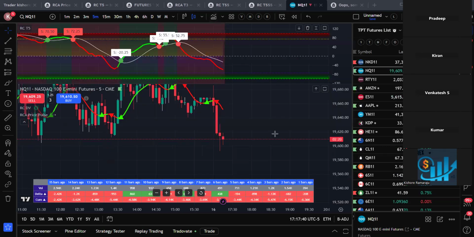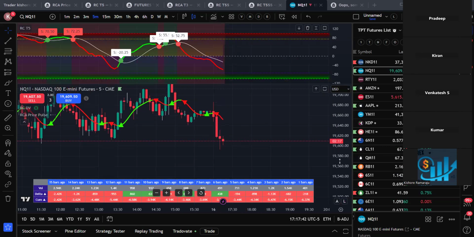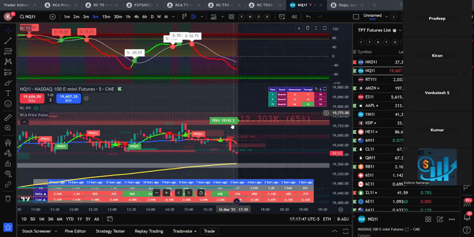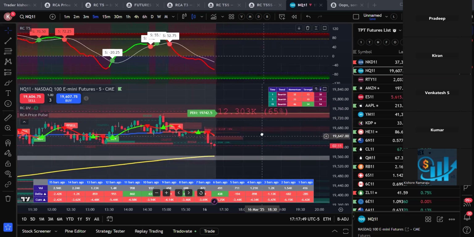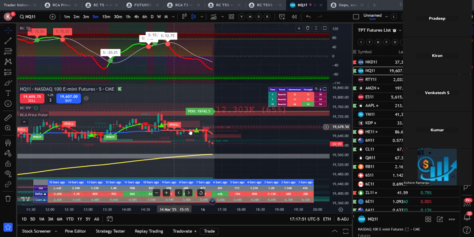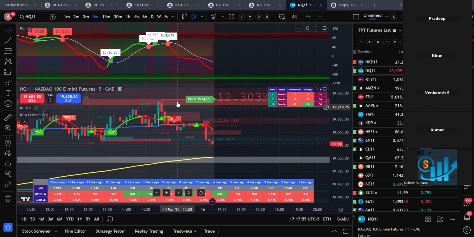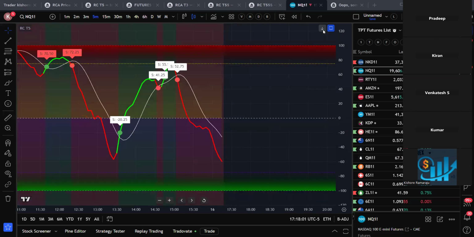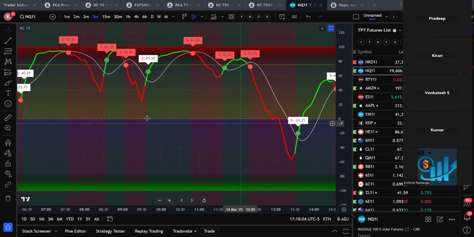Again, most of you already know how we use Price Pulse. We buy close to the discount zone, we sell close to the premium zone. If Price Pulse gives a sell, that means it is bearish. If Price Pulse gives a buy, it is bullish.